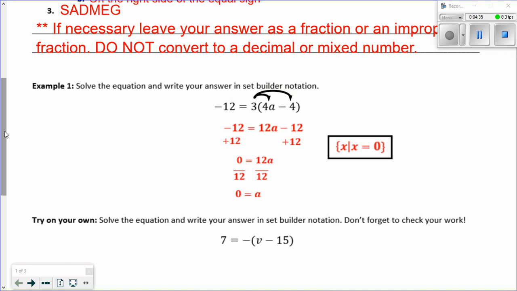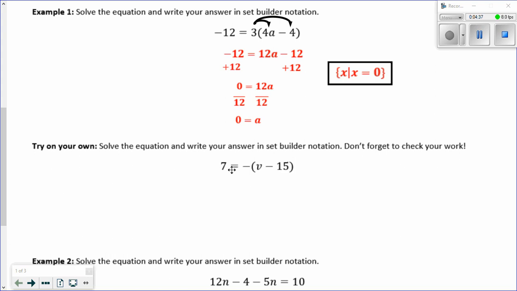So now you guys are going to try this on your own. Pay attention to what you're multiplying by. Just going to say that. And then don't forget to check your work. You can always self-check to make sure you're correct by just going back and plugging it in. Okay?